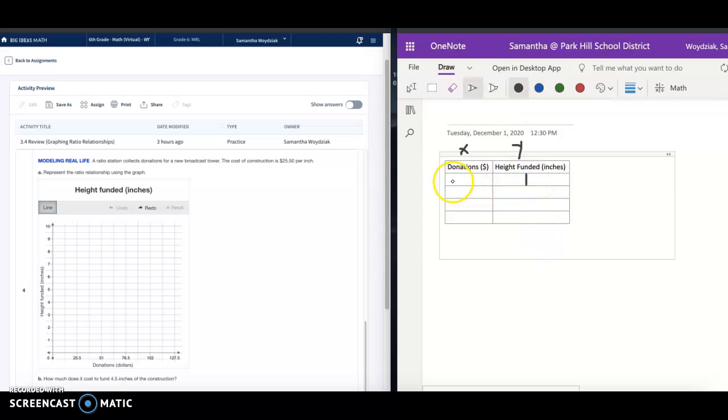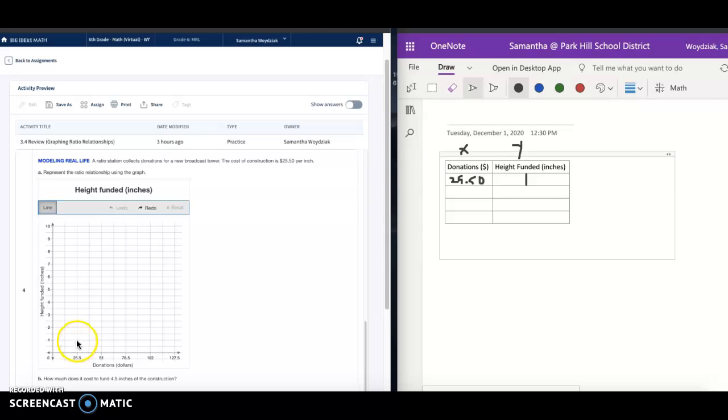And then the $25.50 goes over here. Sorry for my writing. So I'm going to go ahead and graph that. And I said, okay, to over $25.50, or here it's labeled as 25 5/10, but that's the same thing.